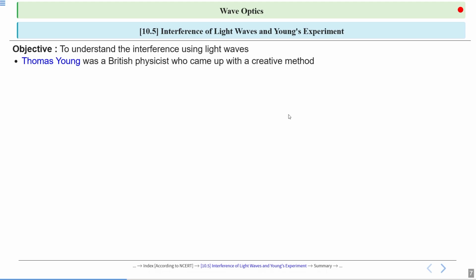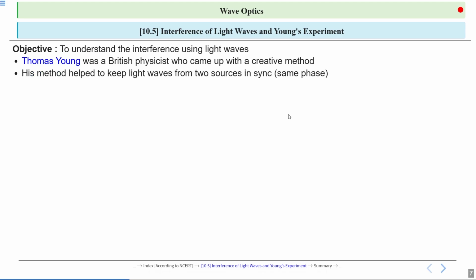He verified the concept given by Huygens. Huygens explained reflection and diffraction with the help of wave nature. He proposed that light is a wave, that light has wave nature. So Young verified it with his experiment by showing the interference pattern.